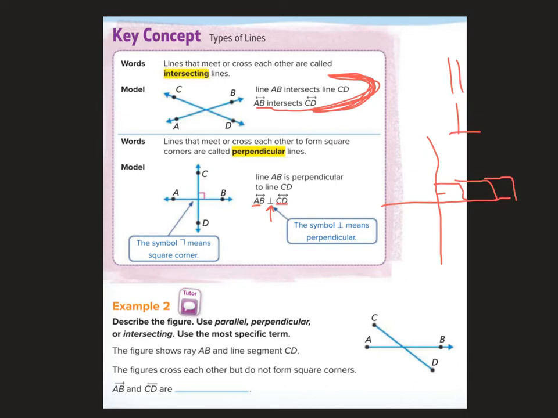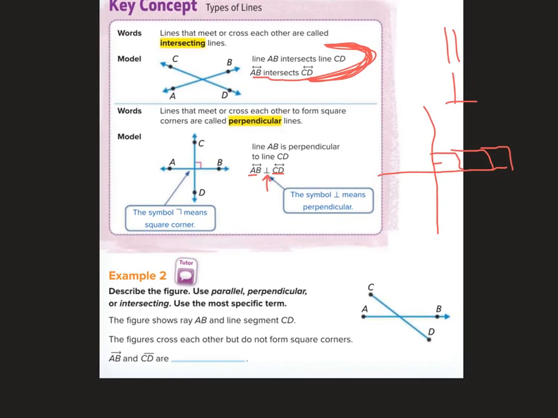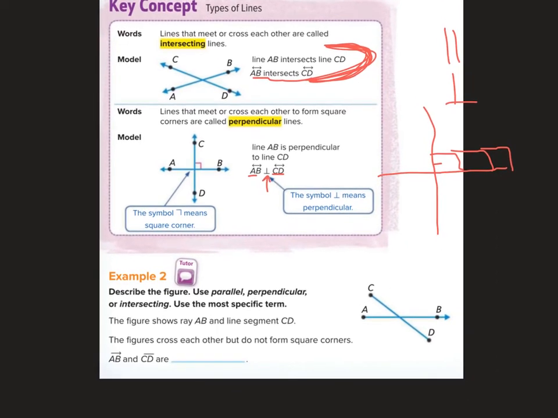Okay, so describe the figure. Use parallel, perpendicular, or intersecting. Use the most specific term, right? Because technically, perpendicular lines are intersecting lines, but that's not the most specific term. The most specific term would be to call them perpendicular. So the figure shows ray AB and line segment CD. 2 endpoints versus 1 endpoint. The figures cross each other but do not form square corners, so they are intersecting.